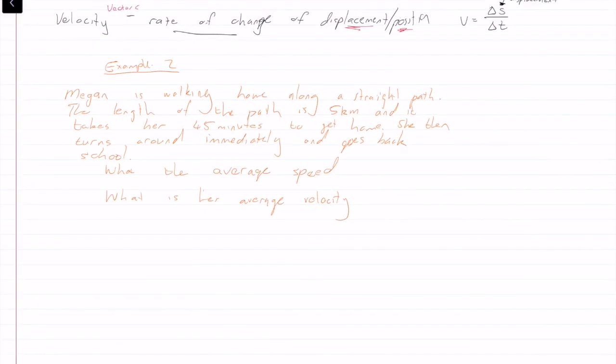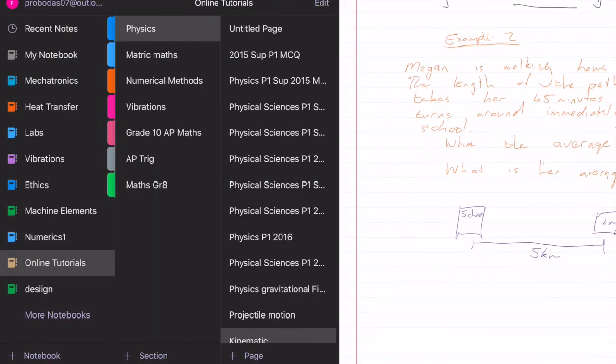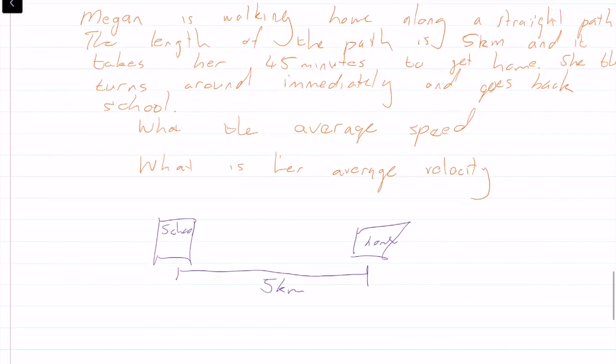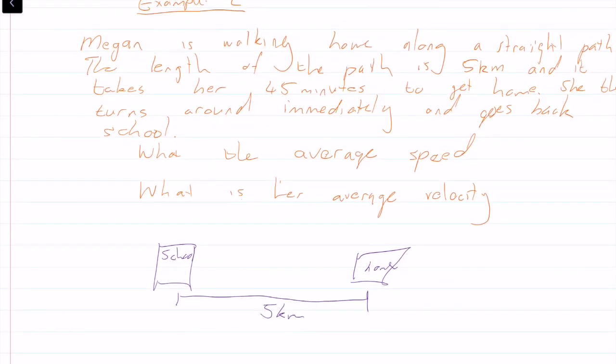My picture looks something like this. She's at school, and then some 5 kilometers away is home. Then we also know that, okay, so what is our average speed? Let's say both of these are for the entire distance.